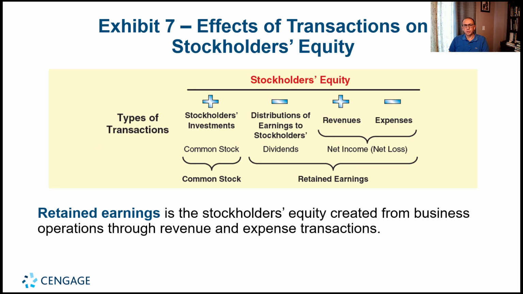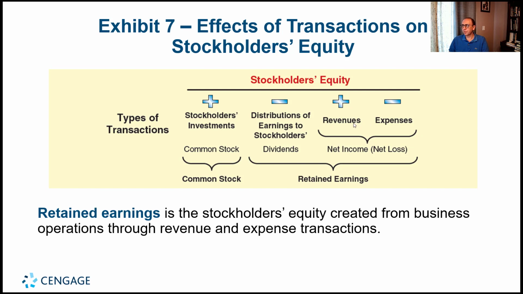One other thing here, I want you to see the impact on stockholders' equity. So when we issue new common stock, that increases stockholders' equity, like stockholders' investment. Remember when Chris Clark brought $25,000 to the business, that increased the stockholders' equity. Distributions of earnings to stockholders reduce the stockholders' equity. So the dividends are examples of distributions, and remember, that reduced the stockholders' equity. Revenues are increases to the stockholders' equity. Expenses are accounts that would reduce the stockholders' equity.